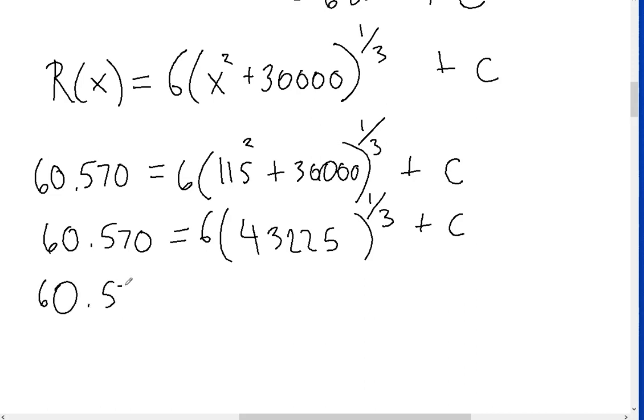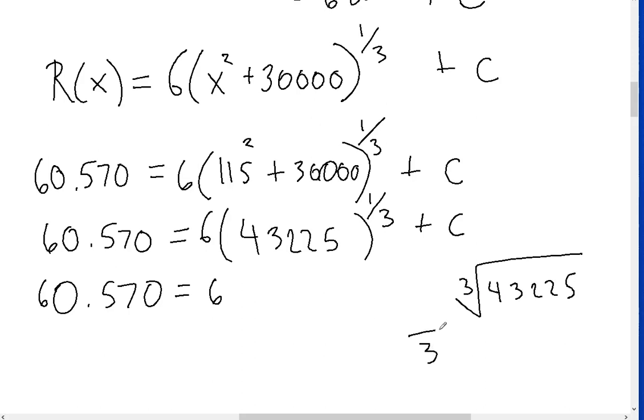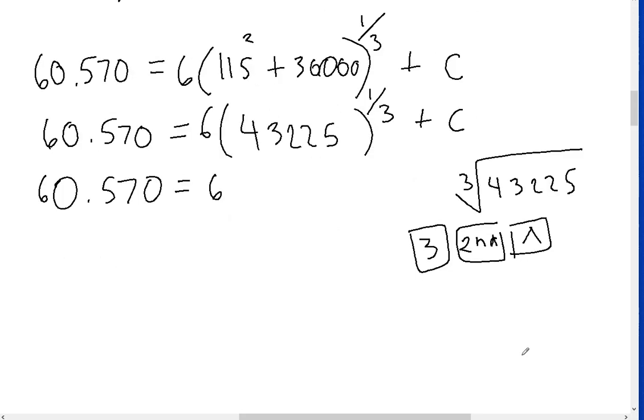So 6 times... Now I'm going to do the cube root of 43,225. I'm going to type in a 3 and the second key and the exponent key to get my cube root. So the cube root, 3 second caret key, 43,225 is 35.09. So this is a decimal, 35.09498.